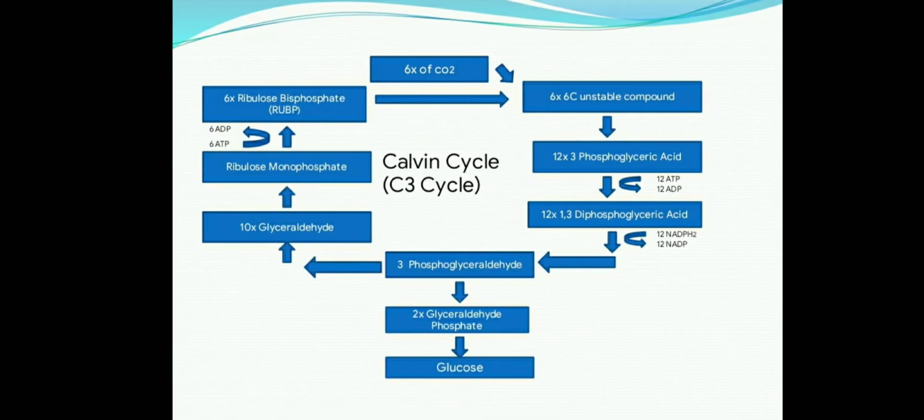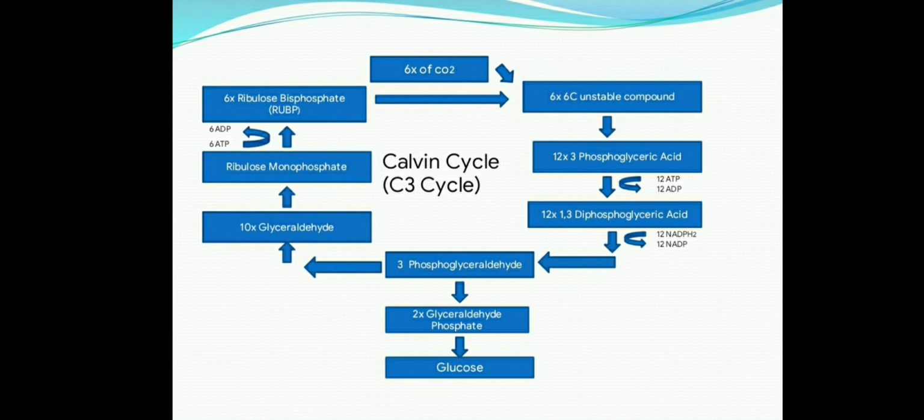Another is the Calvin cycle, which is also called the C3 cycle, because as I told you, the first compound formed is a 3-carbon compound. So you see the stages of the Calvin cycle that we are discussing. First, it is given 6x of CO2, it means 6 molecules of CO2. Then you will see 6x ribulose bisphosphate, mentioned as RuBP. So 6 molecules of RuBP.